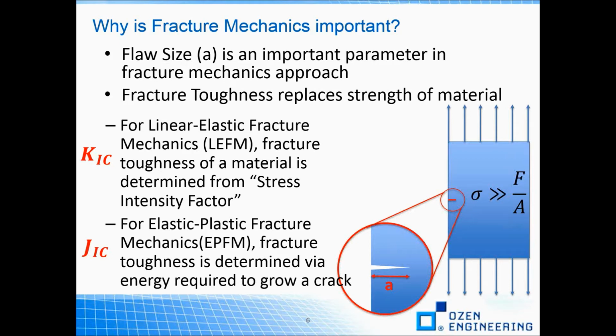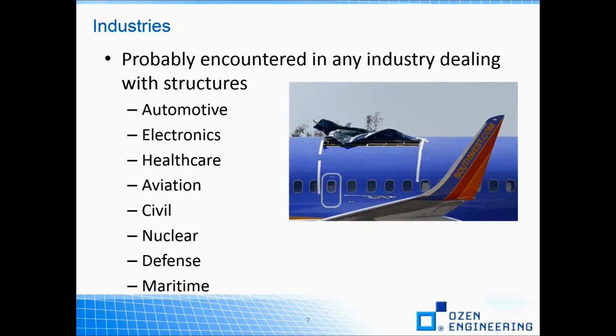As we will see in more detail, the material behavior is a key parameter to pick the correct methodology in performing fracture mechanics analysis. For linear elastic fracture mechanics, fracture toughness of a material is determined from the stress intensity factor. For elastic plastic fracture mechanics, fracture toughness is determined via the energy required to grow a crack, and the J integral is the parameter that can be used for that calculation.